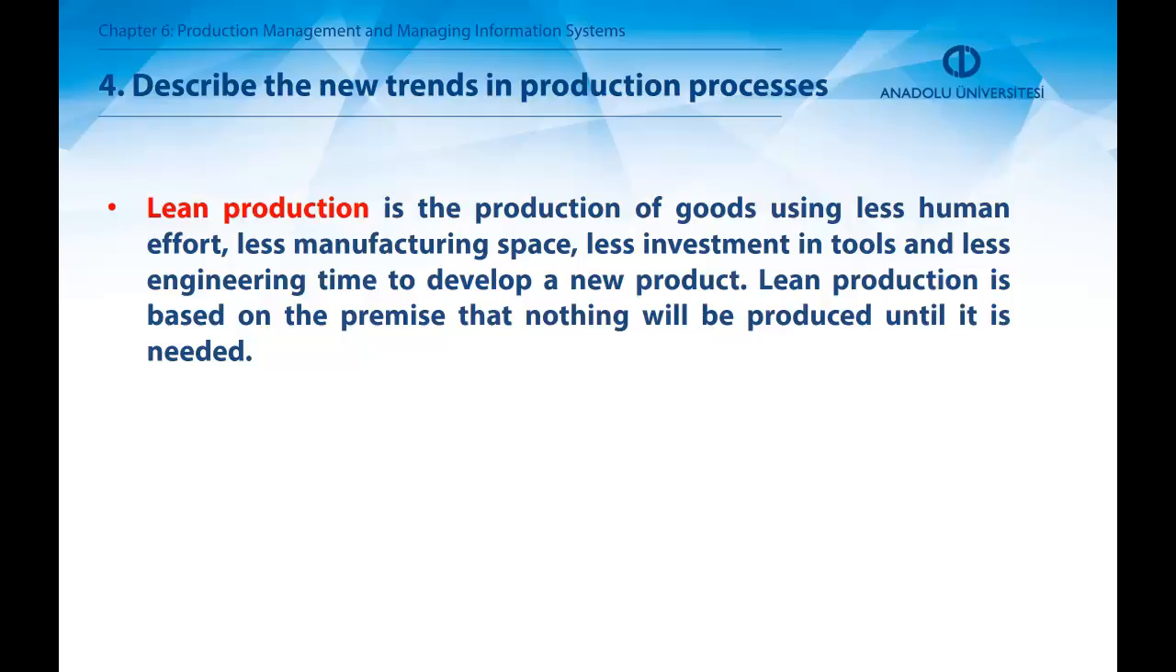There is lean production. Lean production is summarized as using less of everything, because it aims at using less human effort, less manufacturing space, less investment in tools, less engineering time to develop a new product, and so on.